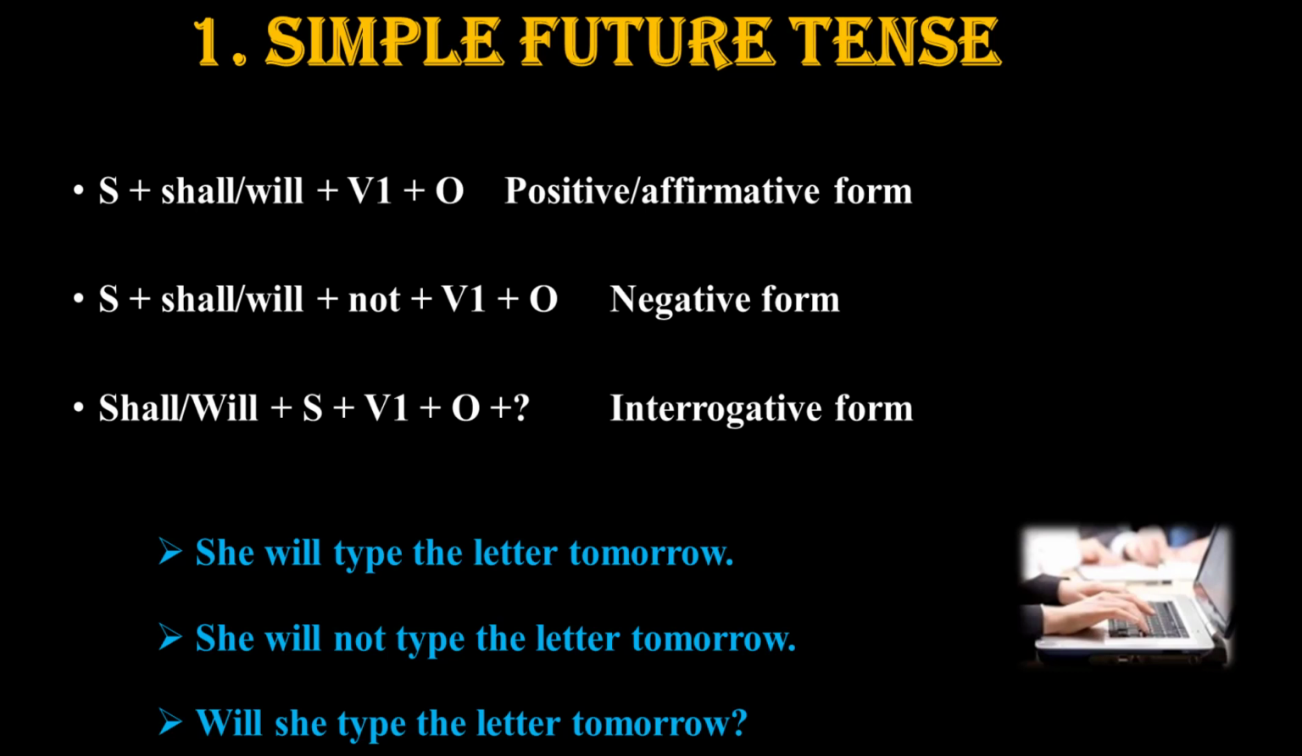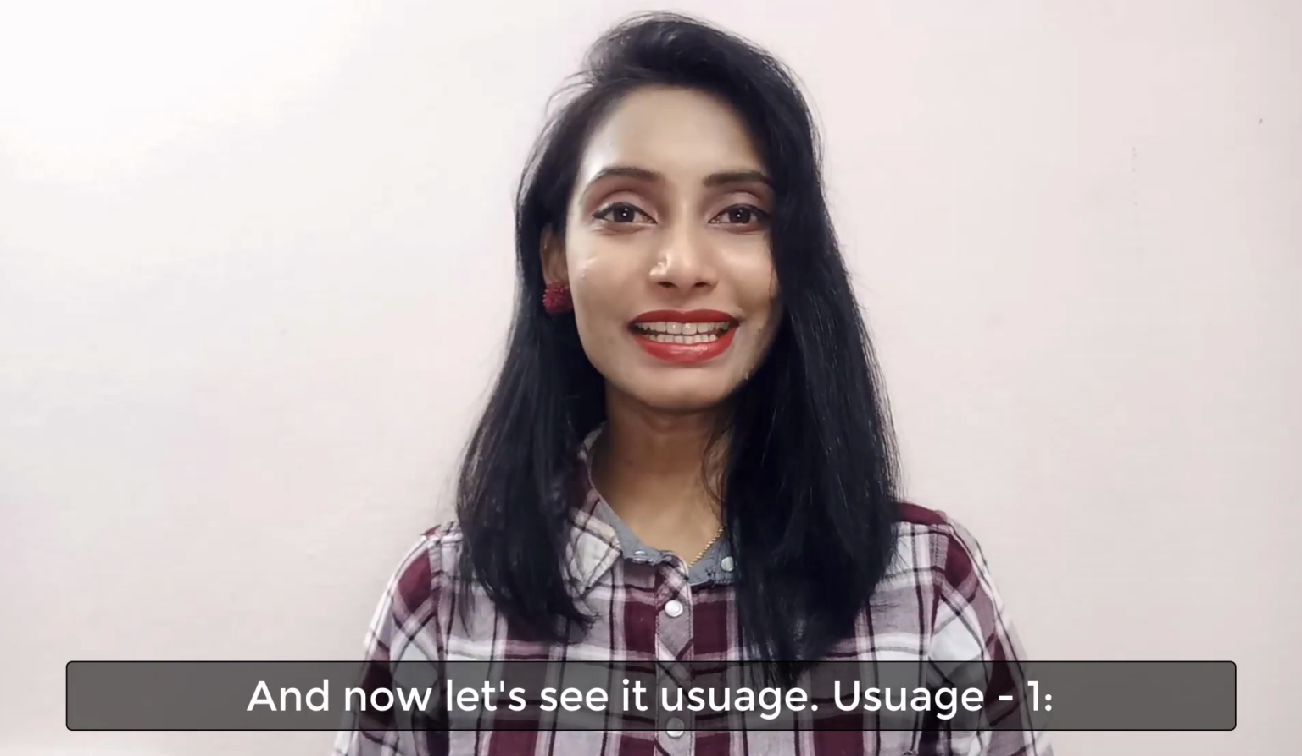Examples: she will type the letter tomorrow. She will not type the letter tomorrow. Will she type the letter tomorrow? Now let's see its uses.